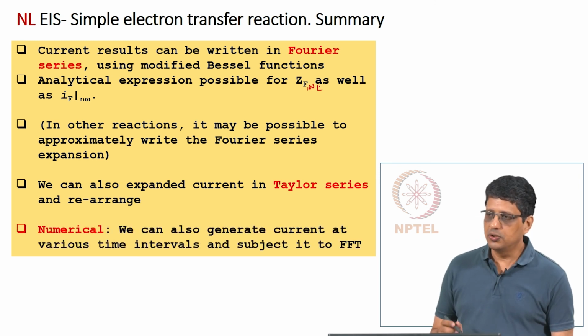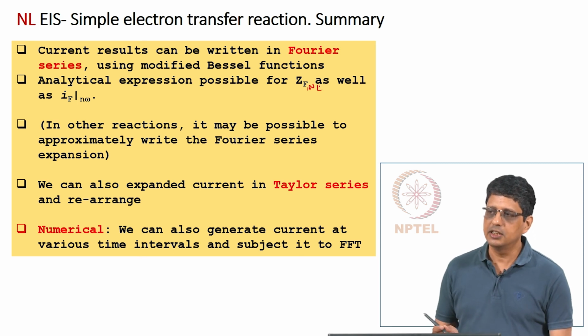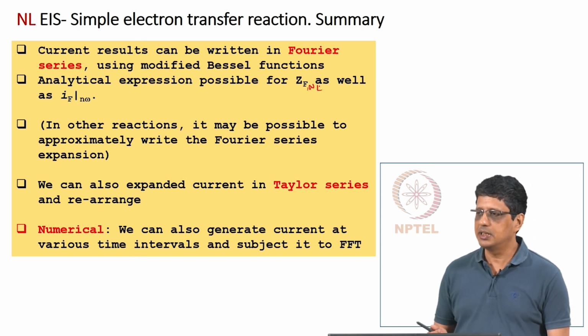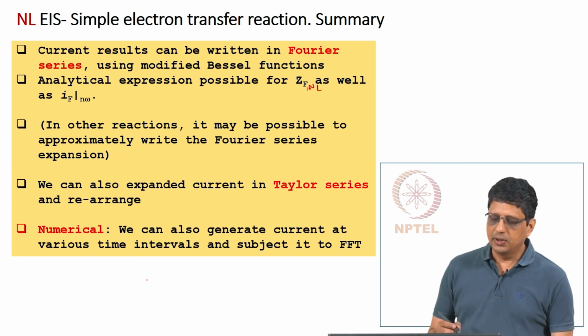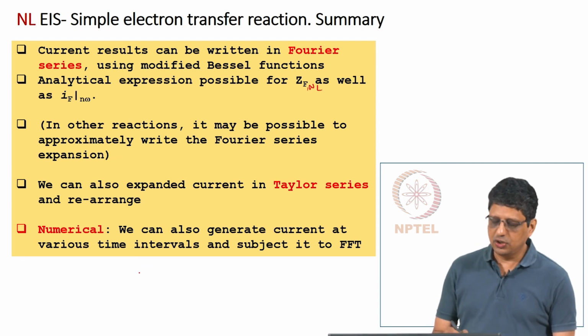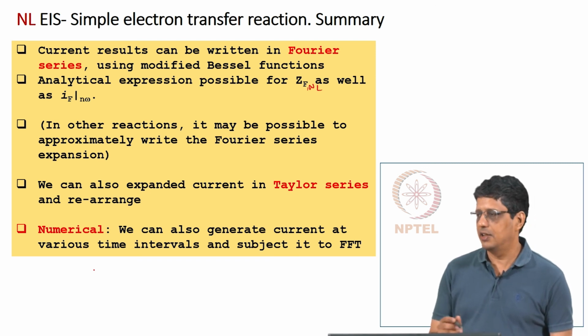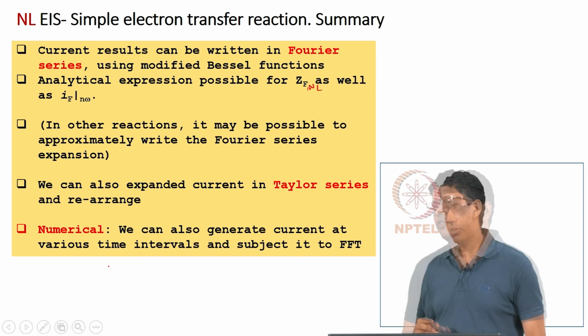You can also use numerical method. Numerical method has some advantages and disadvantages, but after describing it for a few examples, I will discuss with you what the advantages and disadvantages are. You can apply it for a variety of reactions. It is possible to analyze a variety of reactions using numerical method. It is not that easy to generate Fourier series or Taylor series expansion and get accurate values for all reactions.